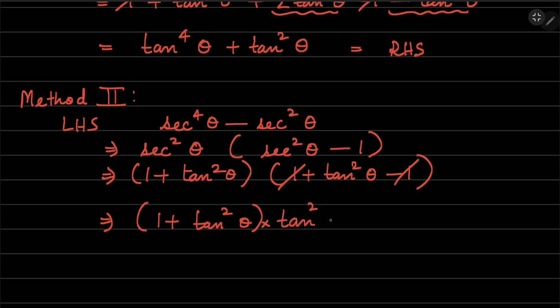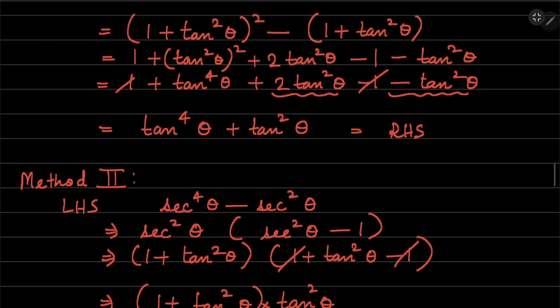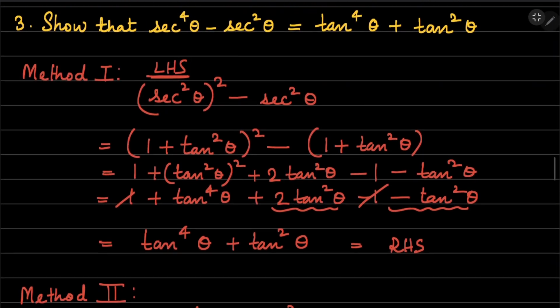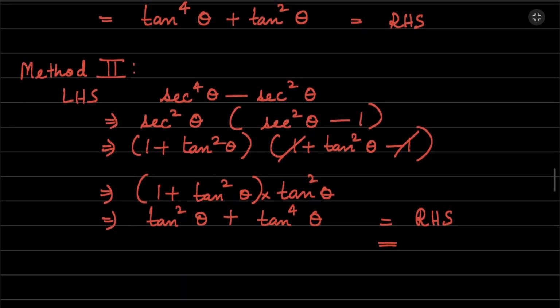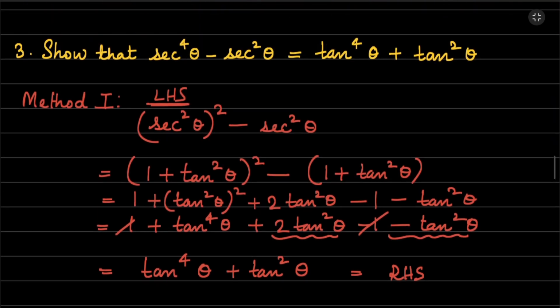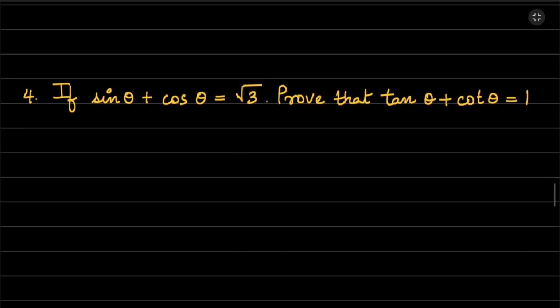This is just a product. So just multiply it inside. 1 into tan square is tan square theta plus tan square into tan square is nothing but tan to the power 4 theta. This is equal to your RHS. Hence proved. So you can choose any method, but ultimately you'll have to convert secant into tan. For that you use the identity secant square equal to 1 plus tan square theta. Quite easy, very easy, but only provided you have learnt the identities and you have practiced a lot of questions. Let's move on to the next one.